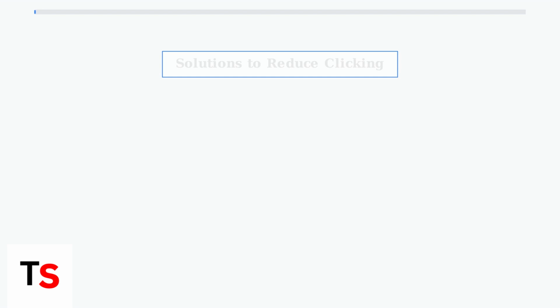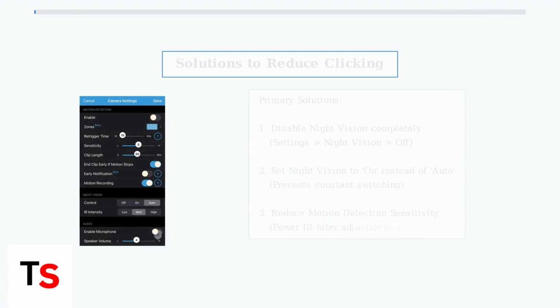There are several settings you can adjust in your Blink app. The most effective solution is to disable night vision completely in your camera settings. However, this means you'll lose night vision capability. Alternatively, you can set night vision to always on instead of auto mode to prevent constant switching.